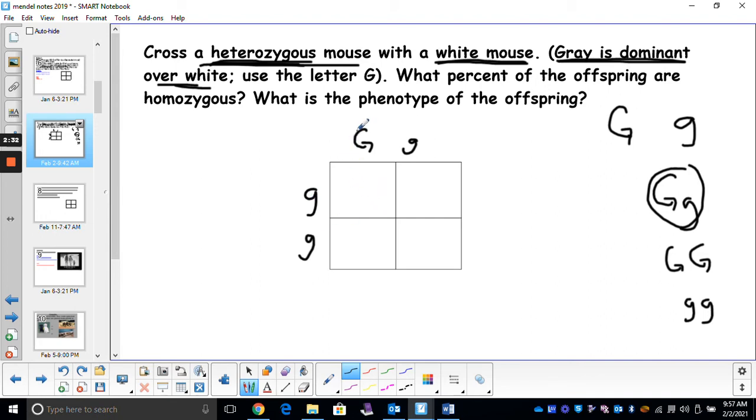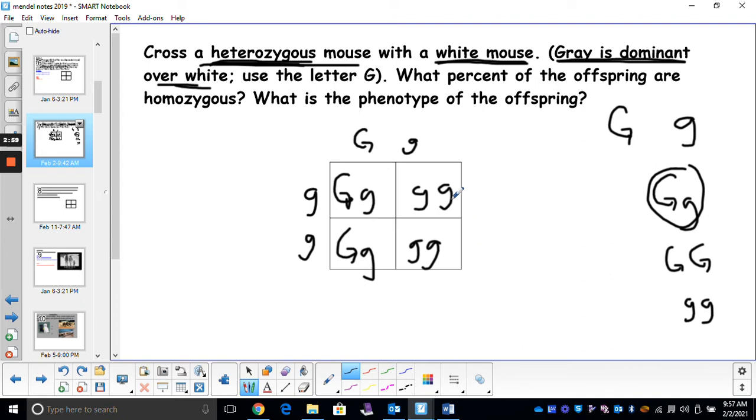So our Punnett square, we just drop down an allele, bring one over. So I got big G, little g there. On this side, little g and a little g. Over here, drop down the big G, bring over the little g. And then we drop down our little g, bring over our little g, and that would be the probability we have for our offspring, for our mice.